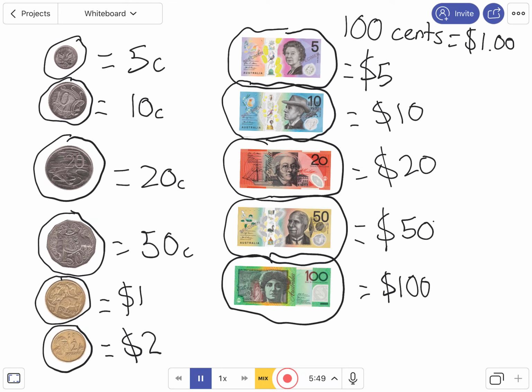There we have it, everyone, all of the Australian notes and coins with their value. It is important to understand the value of each coin and note by looking at it. The clues like the shape, colour, and the number are there to help you.